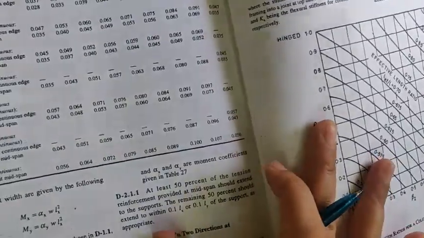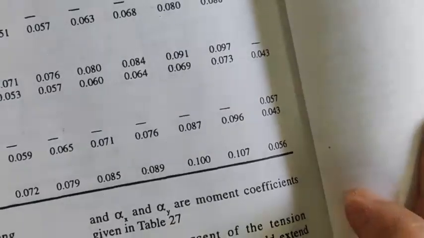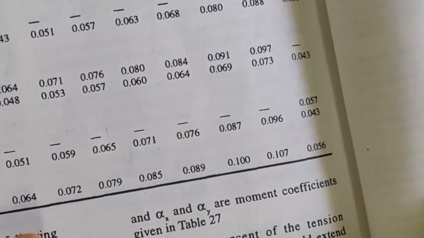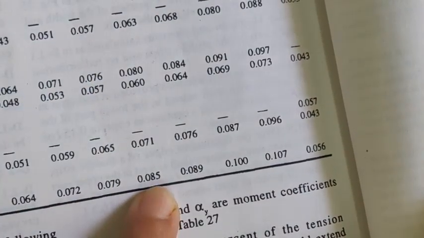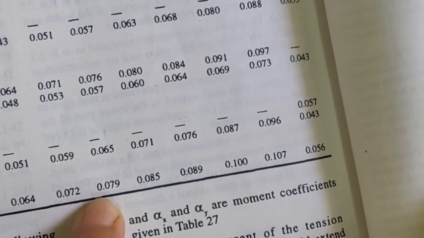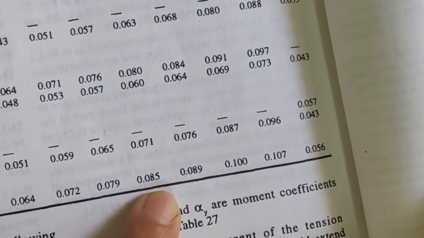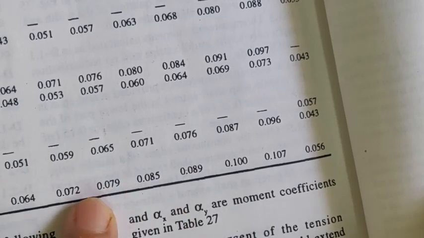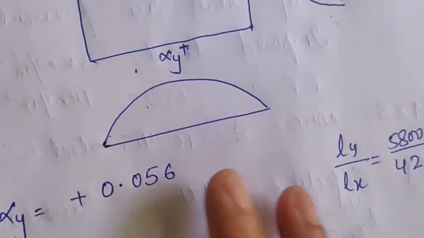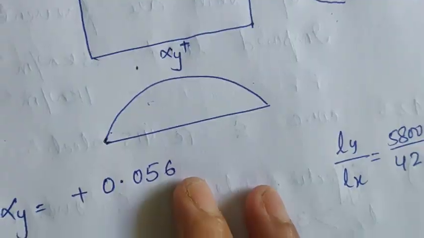So if I look at this particular table, now 1.38 will be between 1.3 and 1.4. So the values will lie between 0.079 and 0.085. So by linear interpolation, I'll get the value somewhere in between. Okay. So I'm doing the linear interpolation.